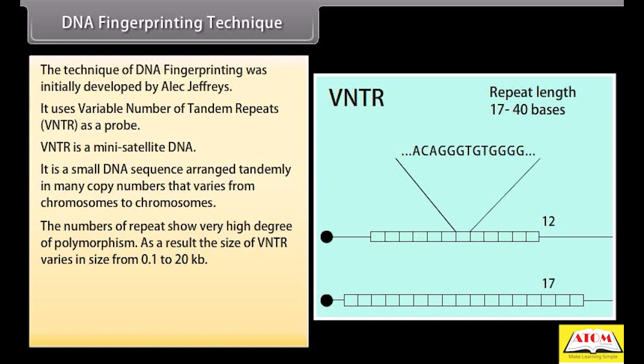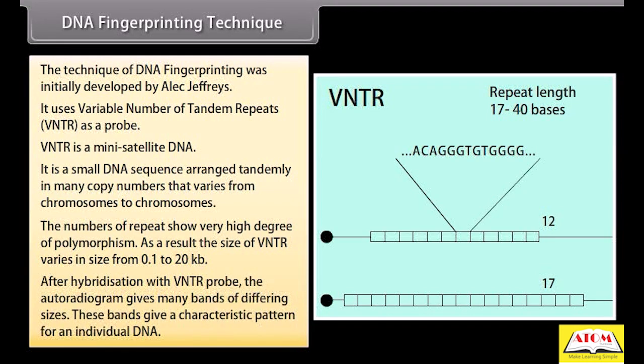The numbers of repeats show very high degree of polymorphism. As a result, the size of VNTR varies from 0.1 to 20 kb. After hybridization with VNTR probe, the autoradiogram gives many bands of differing sizes. These bands give a characteristic pattern for an individual's DNA.